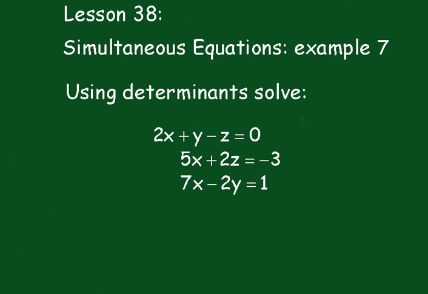Lesson 38, Simultaneous Equations, Example 7. Using determinants, solve 2x plus y minus z equals 0, 5x plus 2z equals minus 3, and 7x minus 2y equals 1. Now to do this, first of all, we'll set up the augmented matrix.